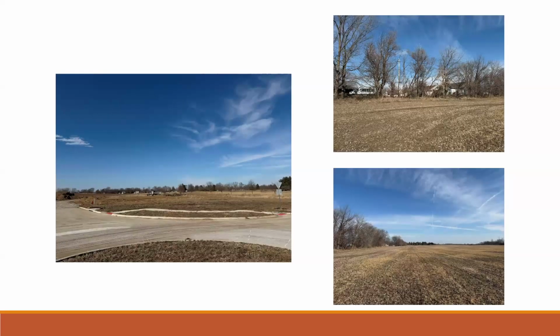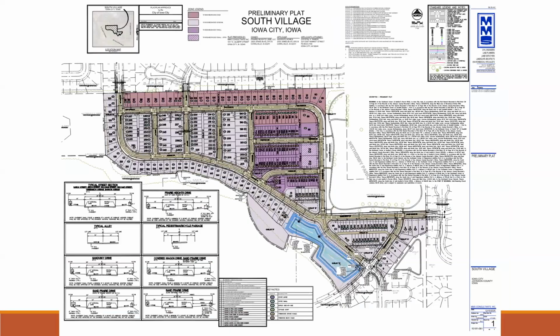Here are some additional photos as shown from Sandusky Drive and Covered Wagon Drive. This is the area to be subdivided. It is currently one large parcel of land and is proposed to be subdivided into 267 residential lots and 20 outlots.